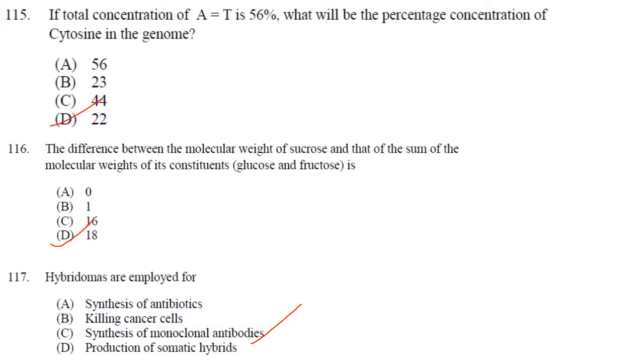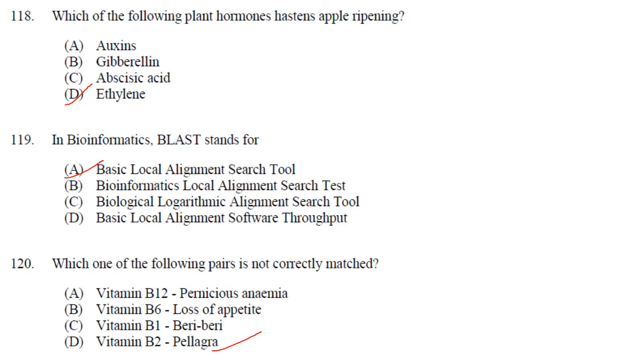Hybridomas are employed for. So hybridoma is a culture of hybrid cells that result from the fusion of B cells and myeloma cells. And hybridomas possess two properties: one is the property of the B cell to produce antibodies, and the other is the immortalization of myeloma cells. So these hybridoma cells are usually used in the synthesis of monoclonal antibodies. Answer is option C. Then which of the following plant hormones hastens apple ripening? So the one which is involved in apple ripening is ethylene. Answer is option D. Then next one.